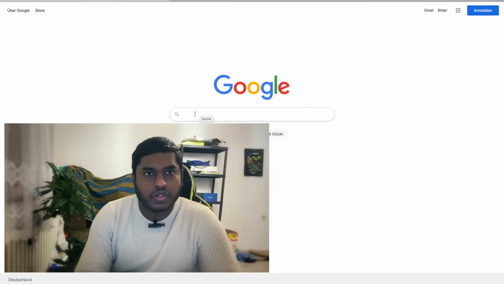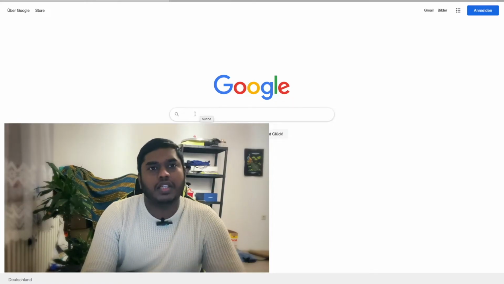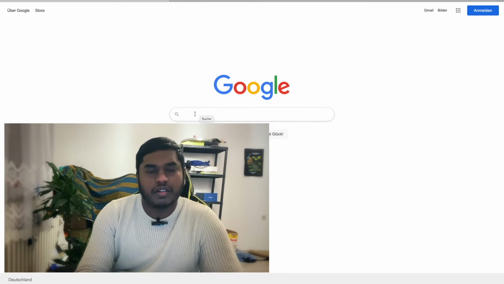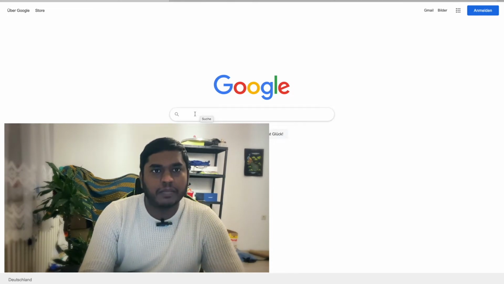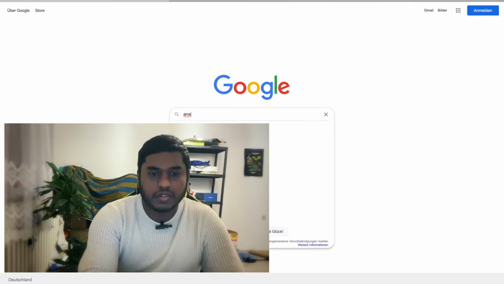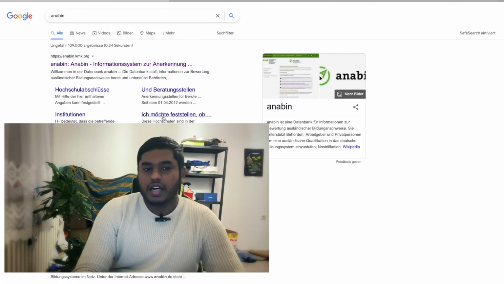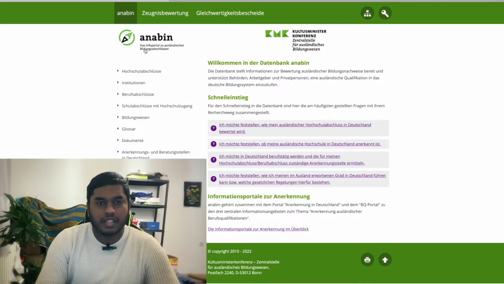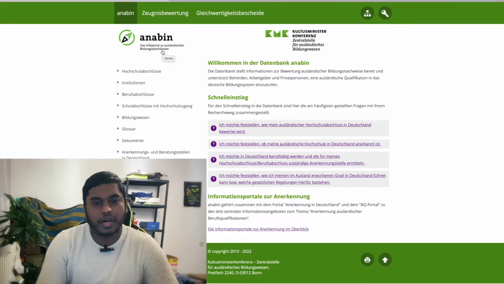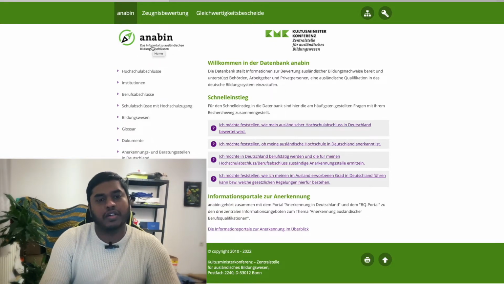There is an institution called Anabin in Germany, and this institution is responsible for recognizing foreign qualifications in Germany. So we'll first search in Google, and you can select the first link, as here. Here the slogan of Anabin is "das Infoportal zur ausländischen Bildung Abschlüsse." That translates as the information portal to foreign education certificates.